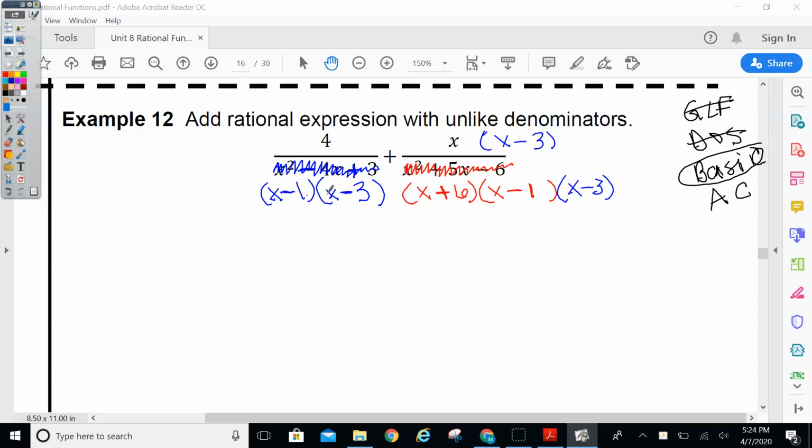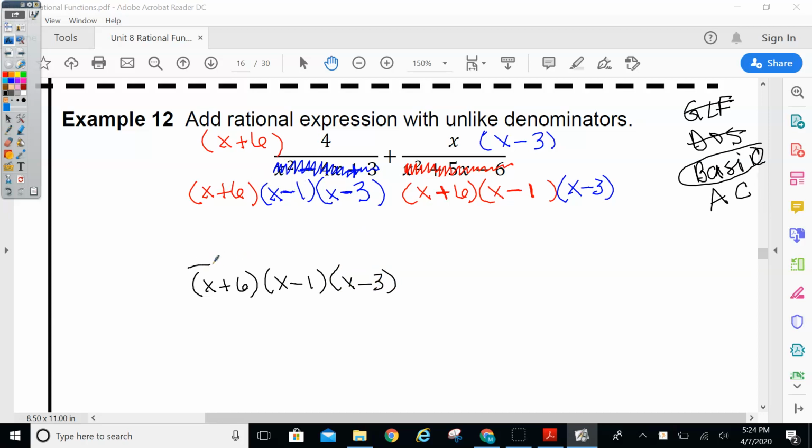So now we got to ask ourselves, what does this one need that the other one has? It has a minus 3, it has a minus 1, it needs the x plus 6. But again, whatever I do to the bottom, I have to multiply by the top. So this is actually the common denominator between the two. x plus 6, so I'm going to rewrite it here, x plus 6, x minus 1, and x minus 3. So that's the common denominator for this one.